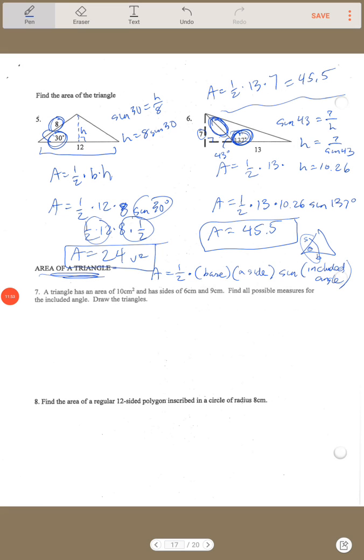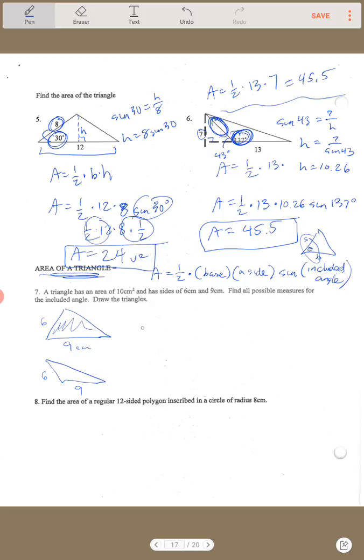A triangle has an area of 10 centimeters squared and has sides of 6 and 9. So if we draw that out, we have a side of 6, we have a side of 9 centimeters. And the tricky thing about this is technically, I'm not quite sure what kind of triangle I have. Maybe it's 6 and 9 like that. Or maybe it's 6 and 9 like this. Right? Because if you think about it, this could be an area of 10.